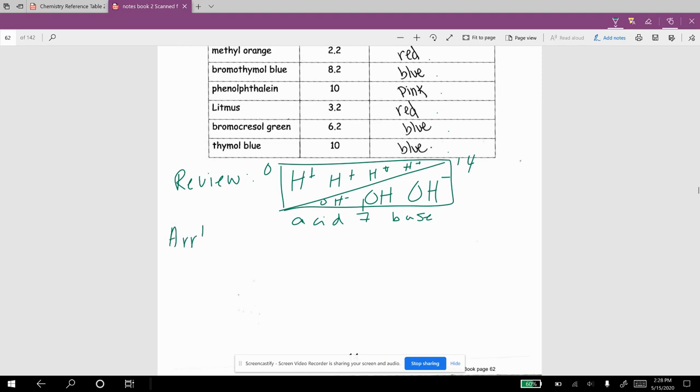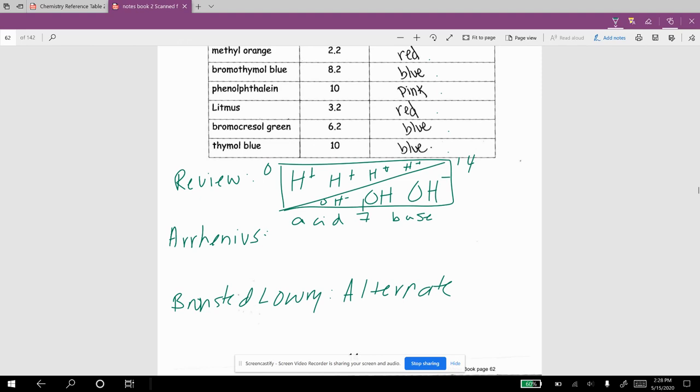So now we have two different acid-base theories. We have our Arrhenius theory, and then we also have our Bronsted-Lowry theory. Sometimes this is referred to as the alternate theory because it explains some acid-base behavior that the Arrhenius theory does not explain. But both theories are valid. And remember, theory in science does not mean guess.